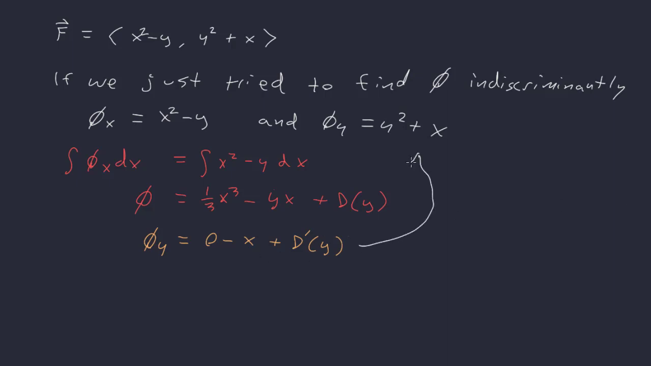Okay, and if we then try and compare it to this, well, what you'll find is something strange. We'll get negative x plus d prime of y is equal to, on this side, y squared plus x. And notice that these are not going to cancel, right? The minus x and the x don't cancel. In fact, if we move that over, we have y squared plus 2x is equal to d prime y, but this can't be true, right? This cannot be true because this has to be a function of just y or constants. So this is already bad news, right? This is already a problem.